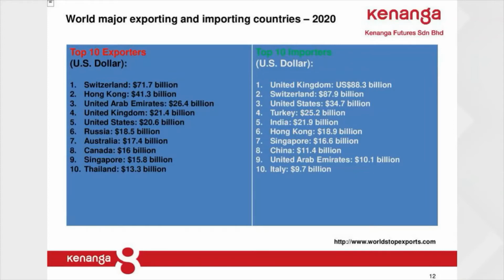As we know, for the importer countries, these are the top countries that have high demand basically. So if there's any news that might disrupt these countries in terms of imports, then it can disrupt the gold price and also the gold demand.